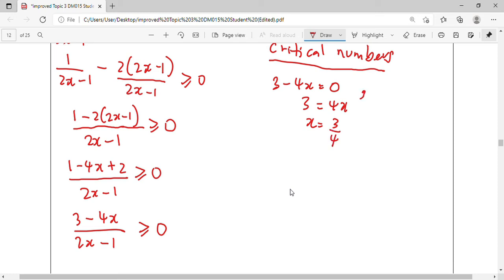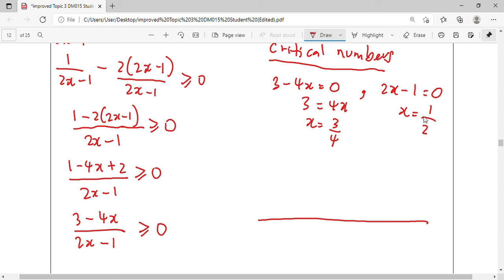And then another one is 2x minus 1 equals 0. So x equals 1 over 2. Right? So then what's next? Draw number line. Right? So two critical numbers.